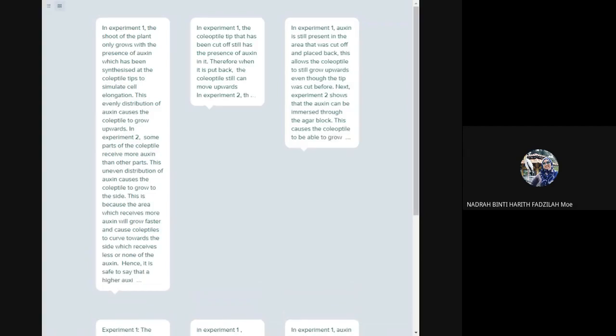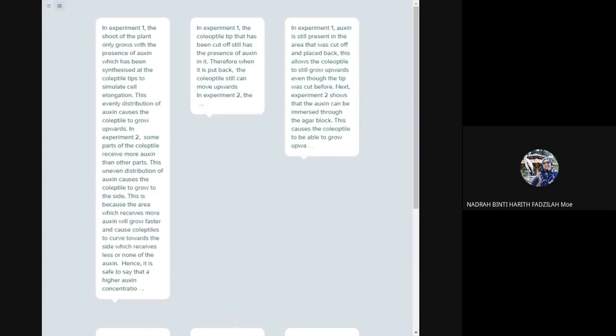So nanti make sure kalau kamu ingat boleh tanya dekat Cikgu Saliza ya, dia ada akses untuk Canva for Education tak? Okey, cikgu.